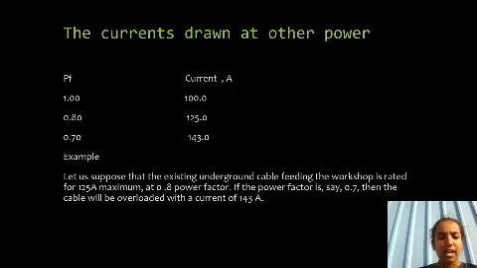For example, let us suppose that the existing underground cable feeding the workshop is rated for 125 amperes maximum at 0.8 power factor. If the power factor is, say, 0.7, then the cable will be overloaded with a current of 143 amperes, which is above its rating.